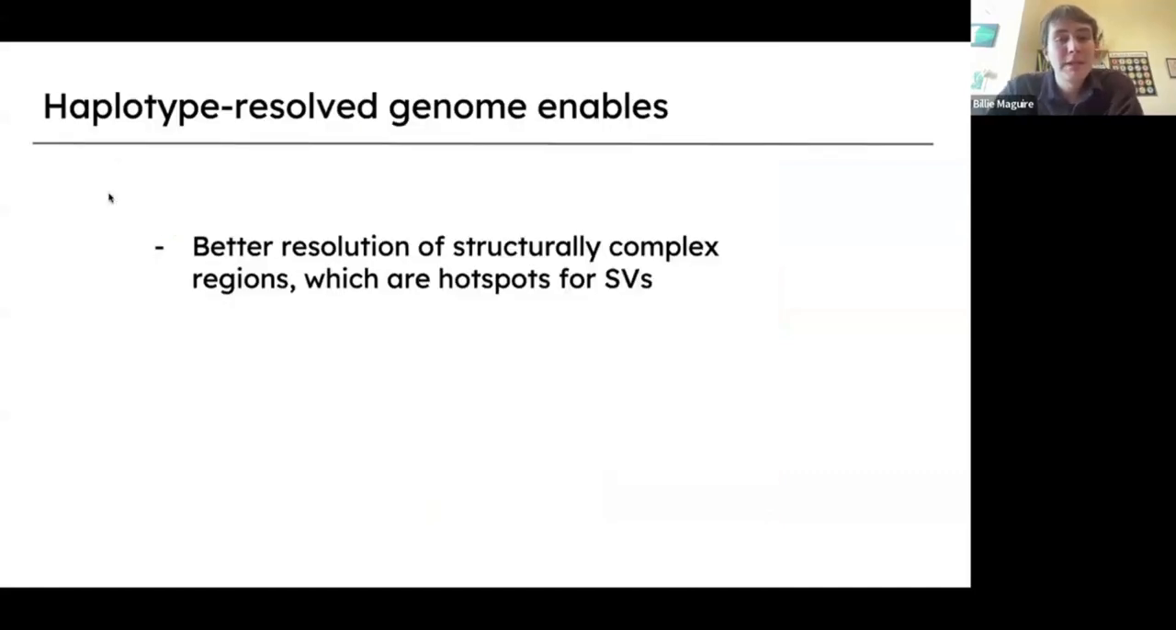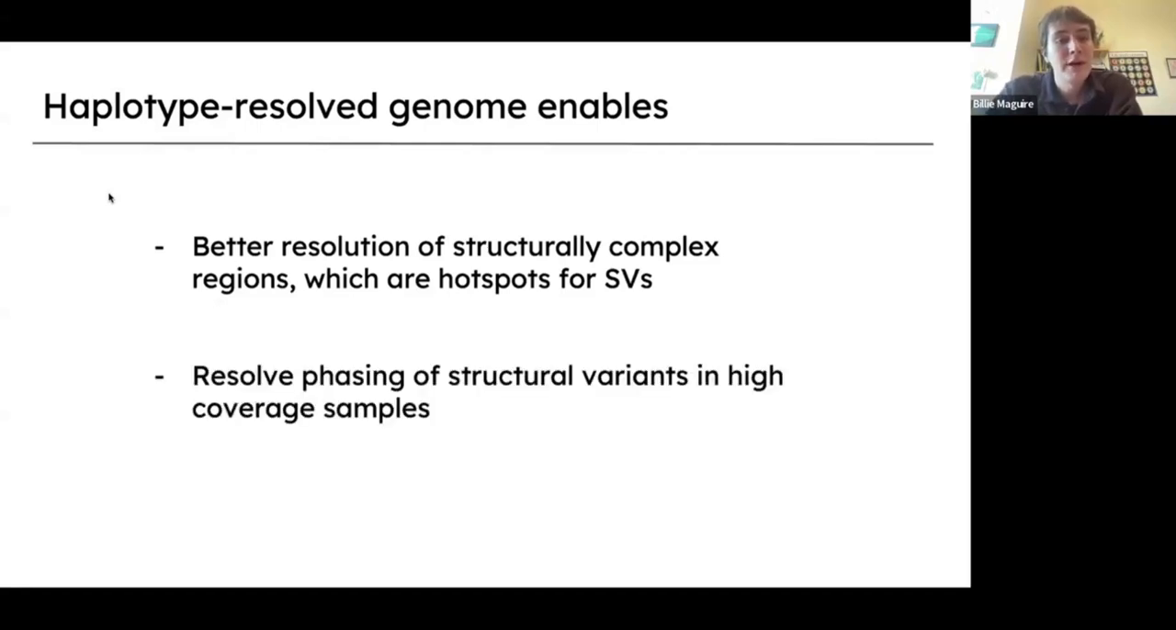And so a haplotype-resolved assembly is really important for this research because it enables better resolution of structurally complex regions, which are hotspots for SVs. So the long-range information provided by a haplotype assembly is better for identifying structural variants. These variants are often missed or inaccurately reconstructed in unphased or pseudo-haplotype assemblies.